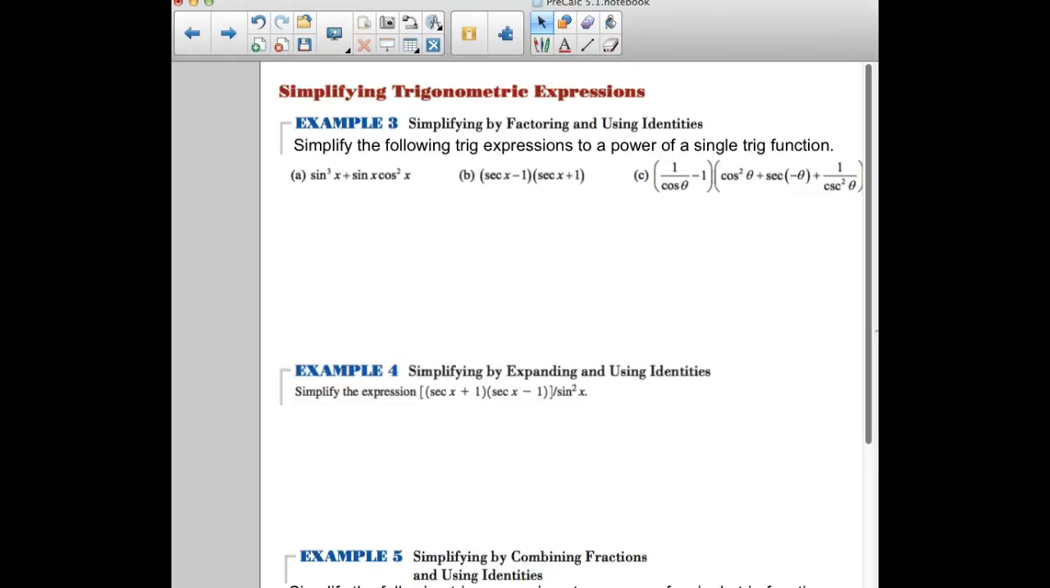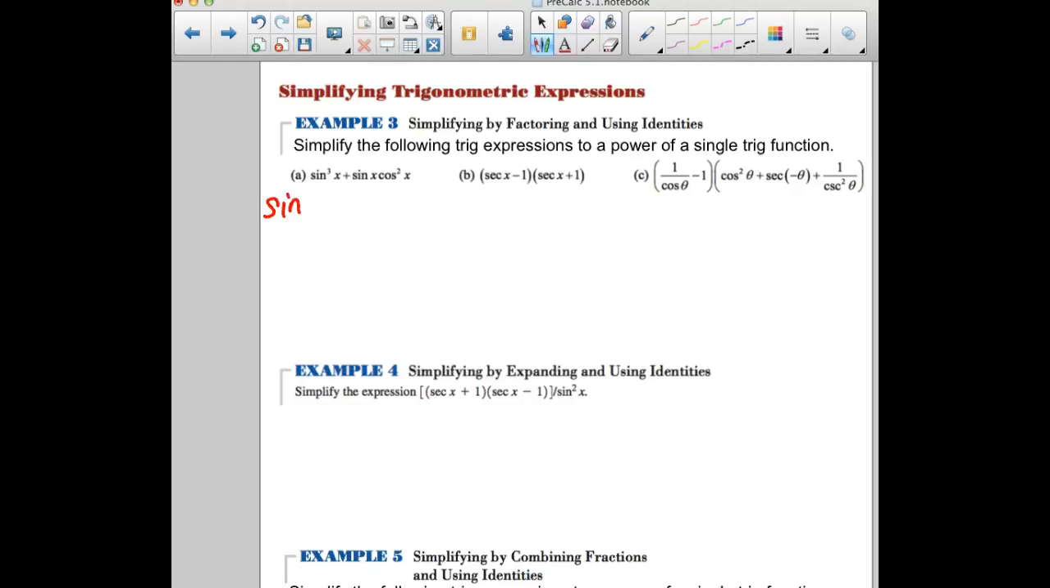type of trig function. So looking at our sine cubed plus sine x cosine squared of x, could we factor a sine of x out of all of that? This is the idea that they said try factoring. If we take a sine of x out, we end up with sine squared plus cosine squared left over. One of our Pythagorean identities is that sine squared plus cosine squared is 1. So this becomes the sine of x times 1, or just sine of x. So we have simplified it down to a single trig function.